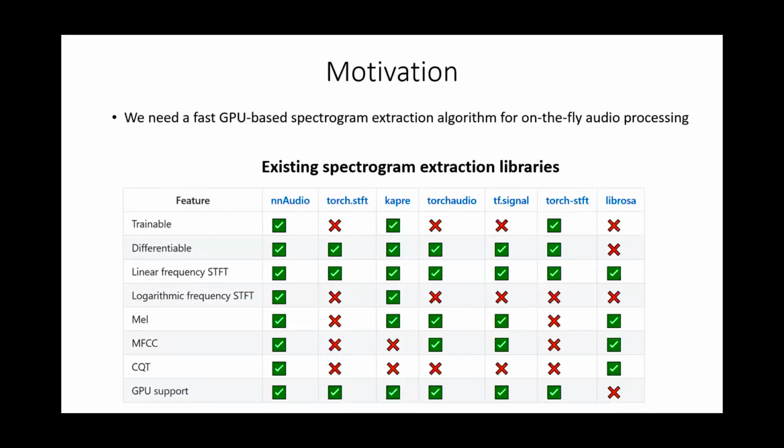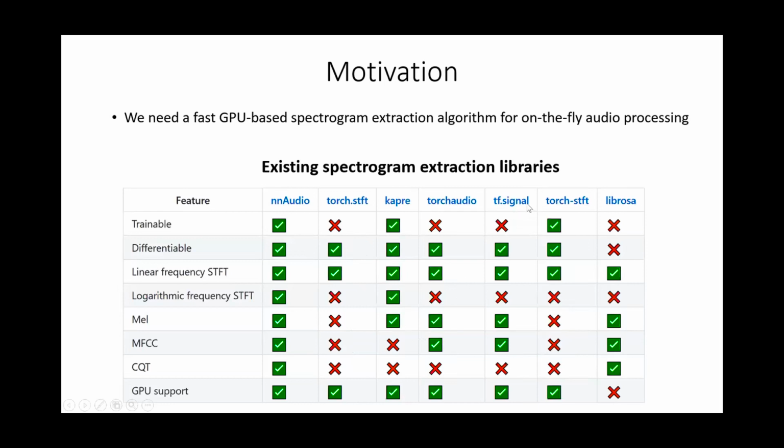There are some existing GPU processing tools, for example, Torch STFT, Torch Audio, Torch STFT again. The problem is that some of them are not trainable. Although some of them are differentiable. And you can see the functionality provided by existing audio processing tools are very limited. For example, for Torch.stft, they don't have MEL spectrogram, they don't have MFCC. For Torch Audio, they don't have CQT.